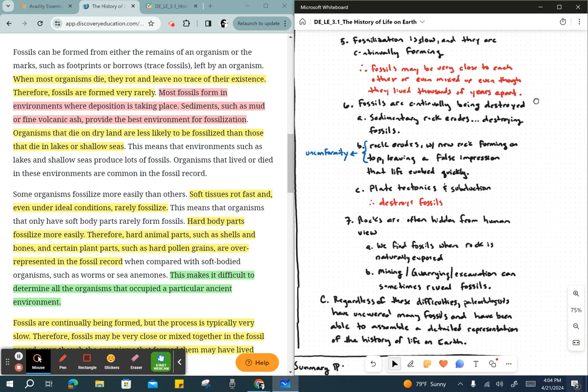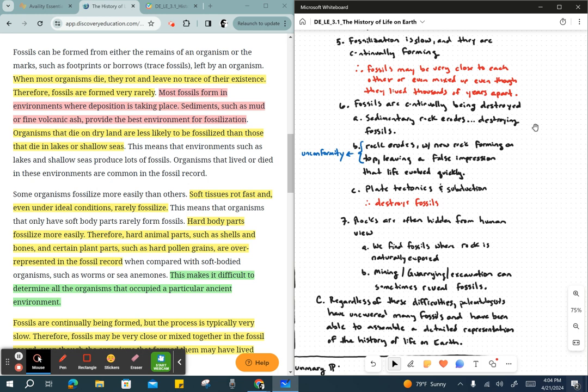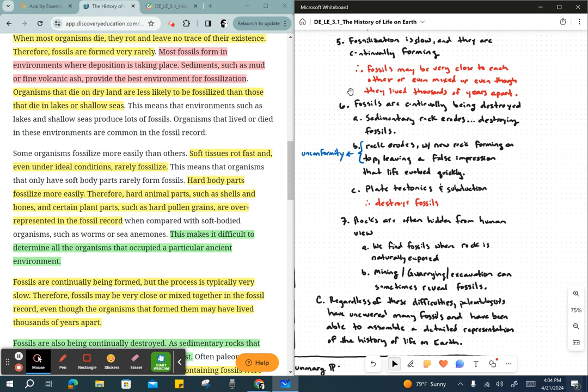Fossilization is a slow process. Fossils are continually forming. As a result, fossils may be very close to each other, or they may even be mixed up, even though long spans of time may have passed between one organism living and another organism living. They still could appear fairly close in the fossil record. So this is the job of a paleontologist, to try to parse out all these possibilities. Okay.